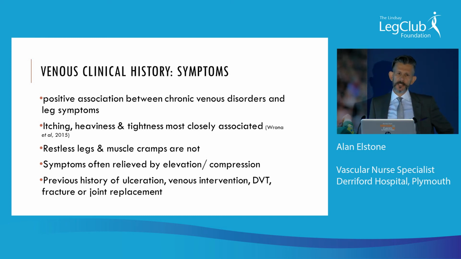They're the most closely associated conditions. Patients often talk about muscle cramps, restless legs. We don't really perceive them as venous symptoms, and they're separate conditions and treated very separately. So the venous symptoms are often relieved by elevation, compression, the use of emollients. And when we're taking a history, we would be looking for previous history of ulceration, perhaps venous intervention, history of DVT, lower limb fracture, or joint replacement.